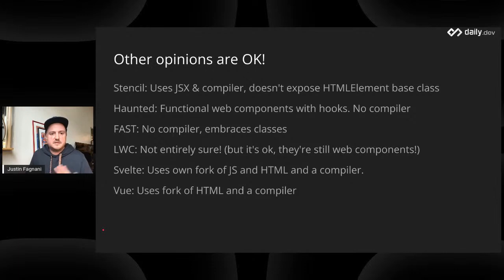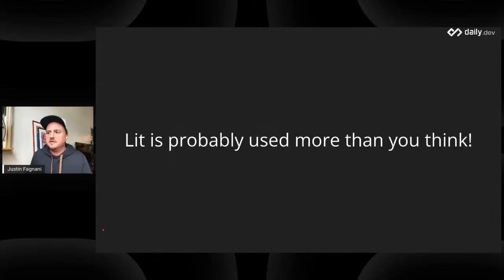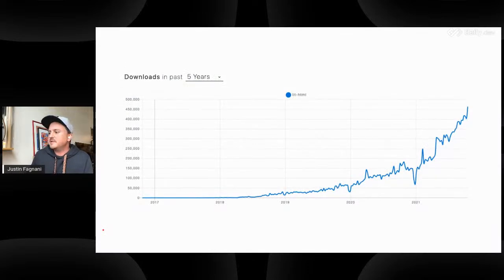Okay, so that's a rough idea of what Lit is. Let's see how Lit's doing. First of all, Lit is probably used a lot more than you think. I try not to look at stats too much, but it's kind of hard not to look at something like NPM downloads. And Lit has been growing a ton since we released it in mid 2017, and especially in the last year. So right now it's approaching about 500,000 NPM downloads a week.